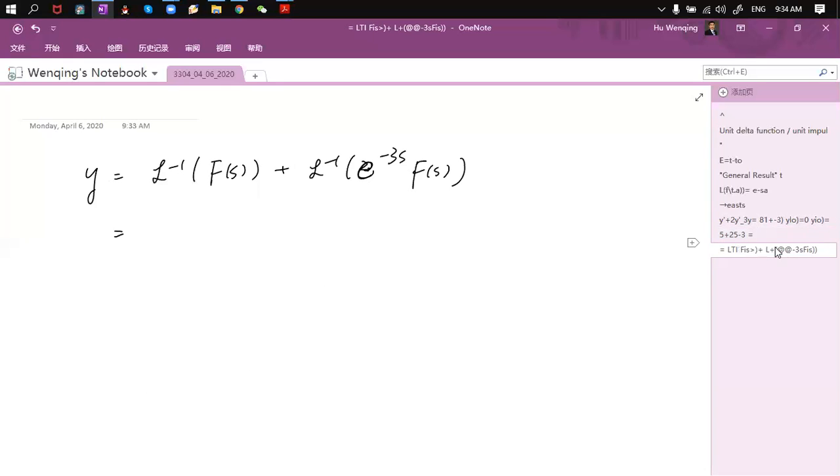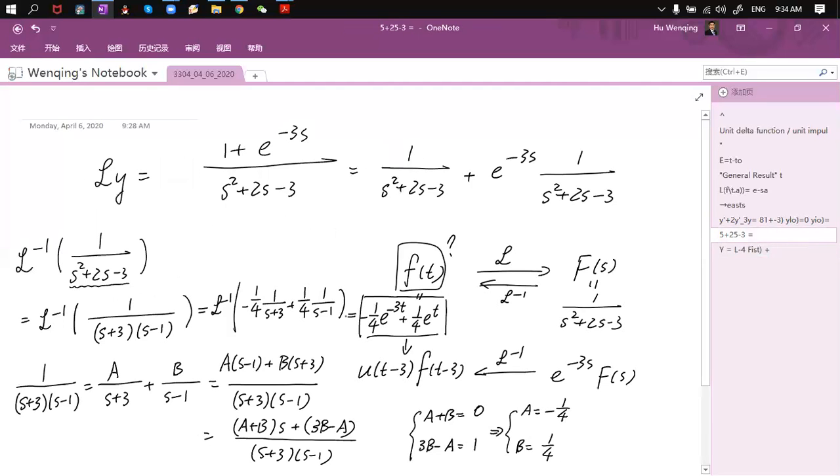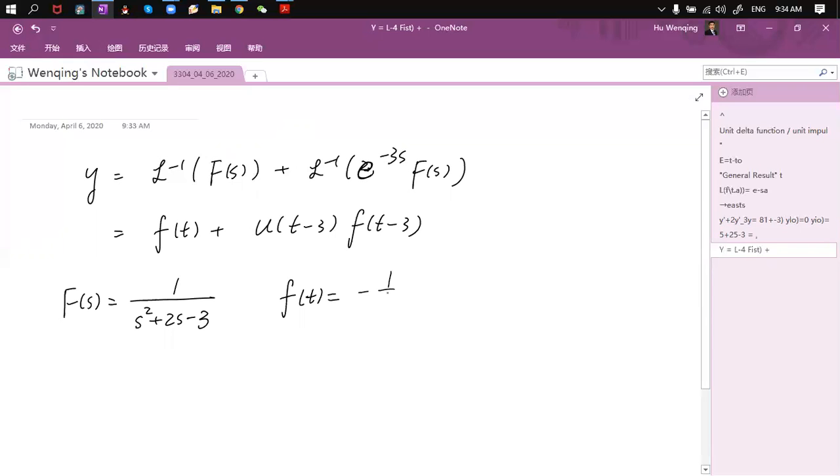Small f of t plus u of t minus 3 multiplied by small f of t minus 3, where the capital F of s, as we calculated, was something over s squared plus 2s minus 3. Therefore, small f of t was found by partial fraction decomposition to be minus 1/4 e to the power minus 3t plus 1/4 e to the power t. You have this function, small f of t.